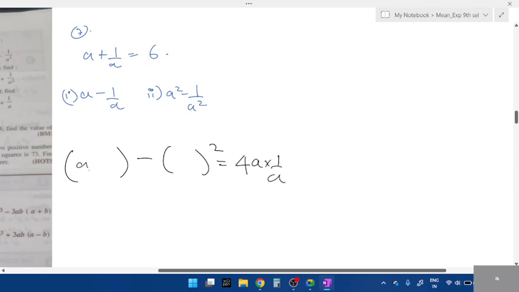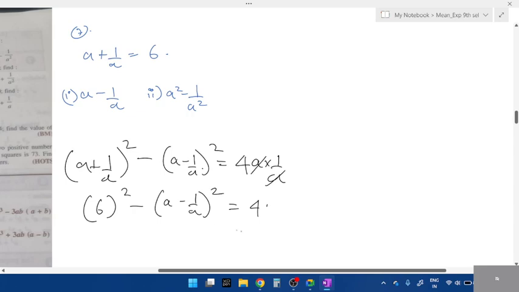Now what should I add here? a plus 1 by a minus, okay, what is a plus 1 by a? a minus 1 by a is not given. Keep it as it is. Reduce a and a, we get 4. Complete this. And this one, how does this formula look like?